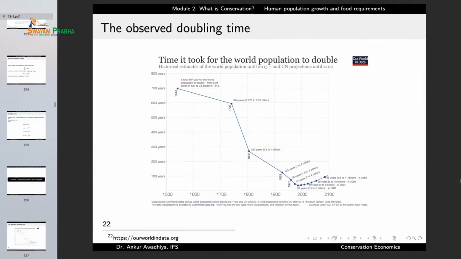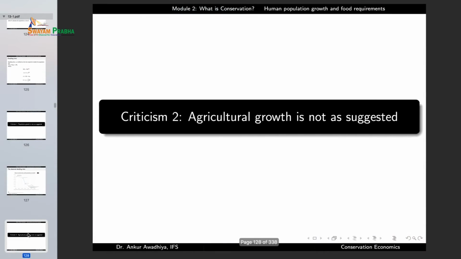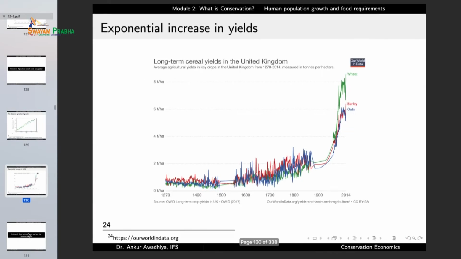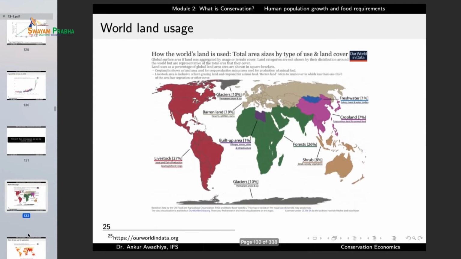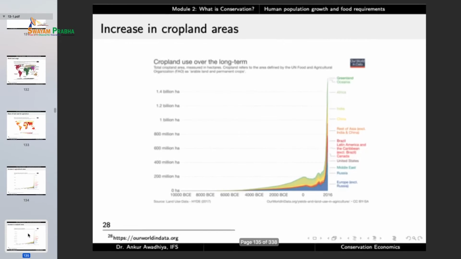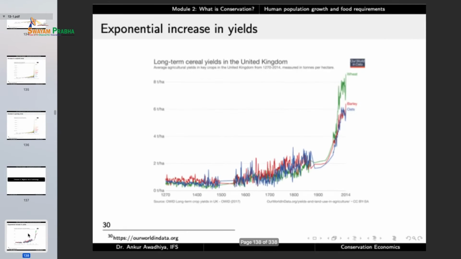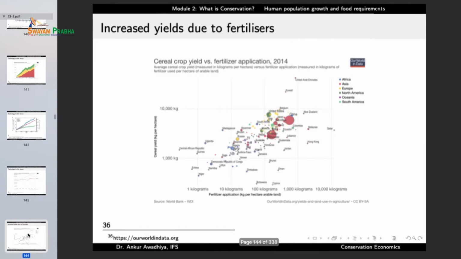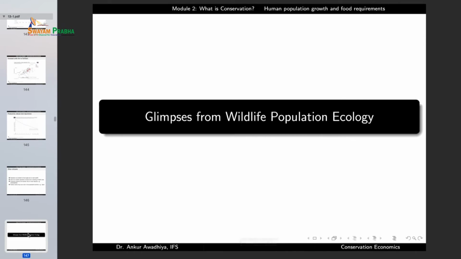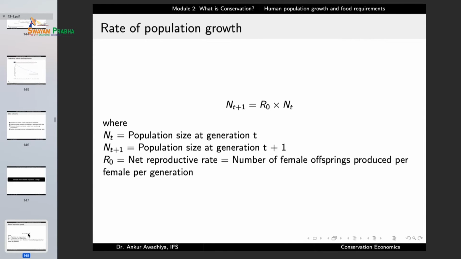But that does not mean that we will forever be able to meet the requirements because there is a limit to everything. But so far, what we have observed is that the doubling time is not what Malthus predicted, it has been changing. The agricultural growth has been changing. We have observed exponential increase in yields, and we have increased the land usage, we have increased different areas, and we have increased the technology. Because of all of these, we have been able to bypass or postpone the position of crisis.